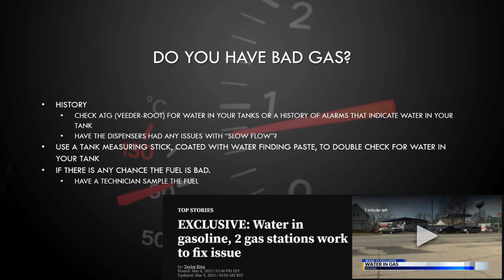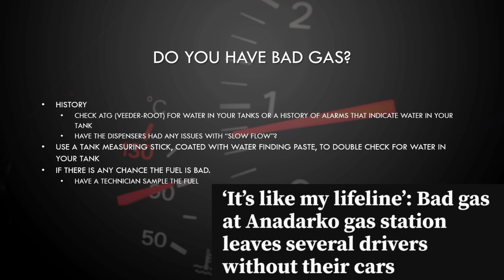The first is check your VITA route for water in the tanks or any kind of history of alarms for water in the tanks. You can use a tank measuring stick. You can coat it in water finding paste and then stick the tank with it. And if it comes up with any changes of color, then you might have water in your tank or you might have phase separation. Have you had any history of issues with slow flow from the dispensers? If there is a chance that the fuel is bad, have a technician come out and completely sample the system.